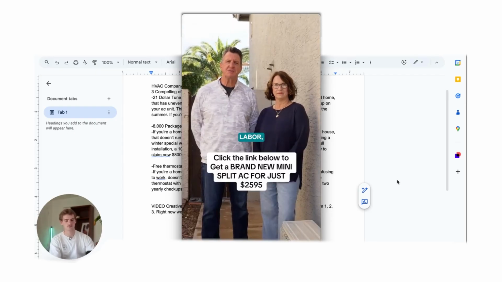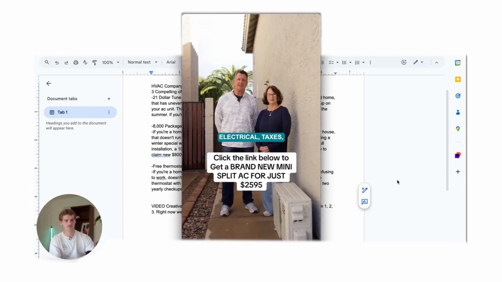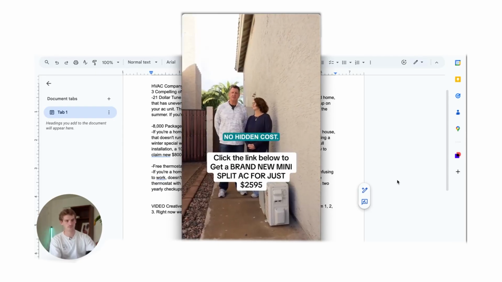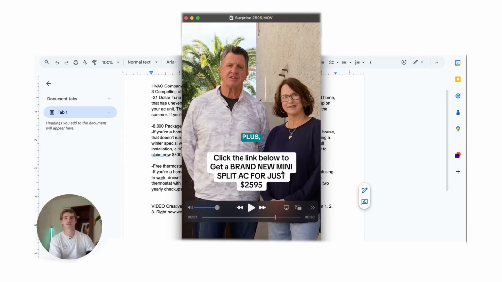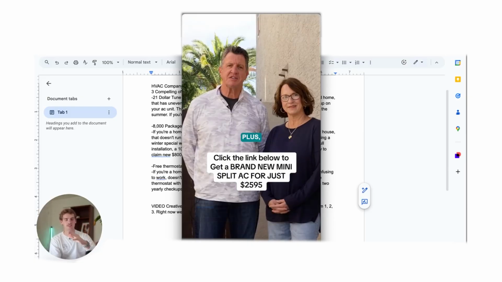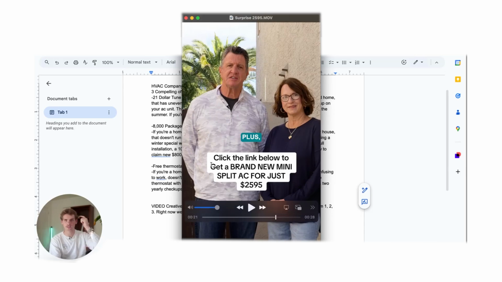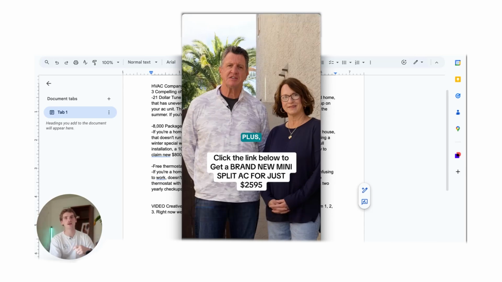Right now, for a 12,000 BTU unit, you can pay $25.95. That includes labor, electrical, taxes, fees. No hidden costs. Plus, see that? We just hit labor, electrical, taxes, fees. It includes everything. Nothing is left for the brain. There's no upsell. There's no bait and switch. Everybody thinks that you're going to bait and switch them on Facebook. Okay? So let's make sure that we're extremely transparent.